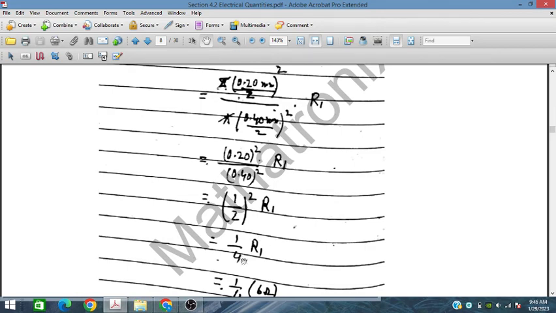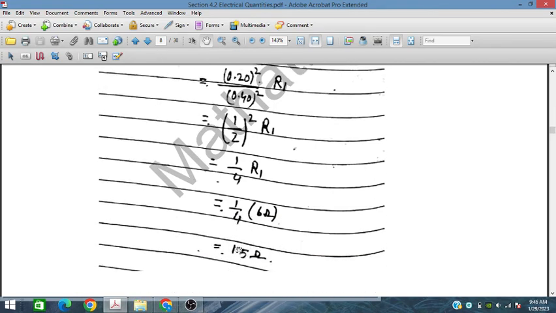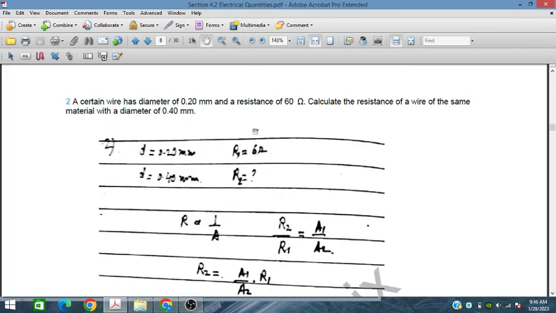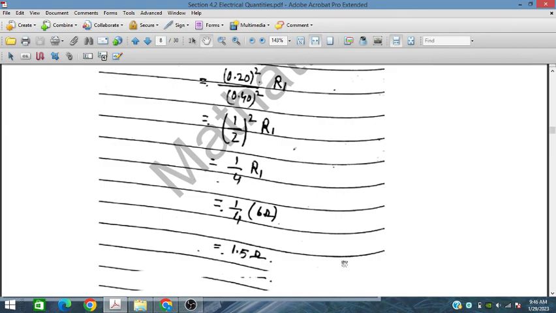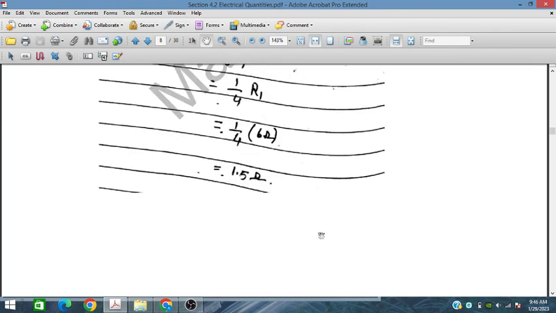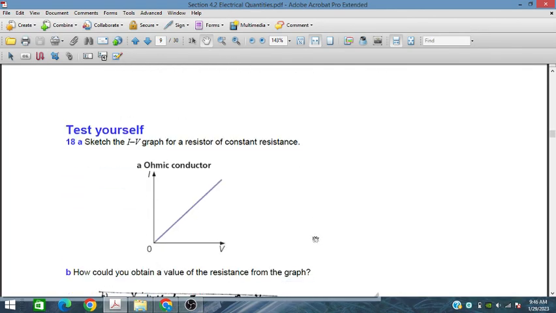If this is 6, then it would be 1.5. So for 60, it would be 15. Just assume it is 60 and it would be 15 ohms. Nothing else.